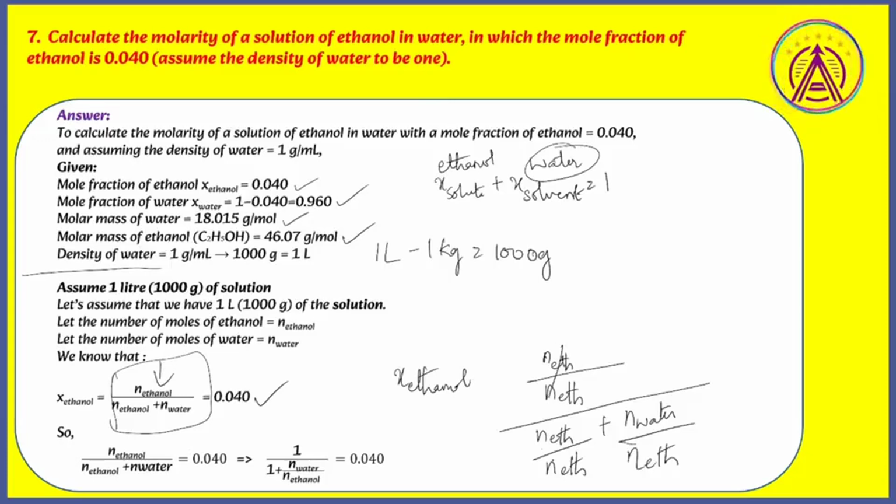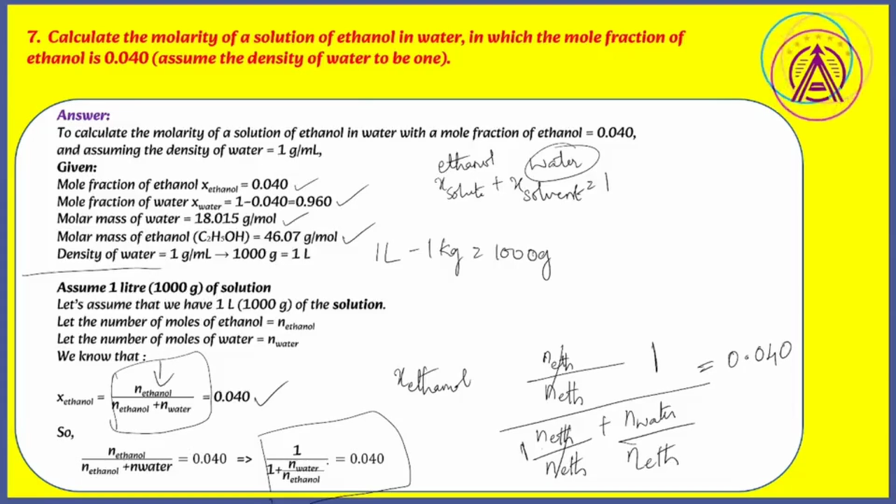So if I cancel these two, I end up getting, so this entire value, what I've done, only the numerator and denominator I've divided by moles of ethanol. So basically it gets cancelled, you're not changing anything. So this entire thing is equal to 0.040. Now I know this will become 1, and here it will be 1. So I end up getting this fraction, which is 1 divided by 1 plus moles of water by moles of ethanol is 0.40. So if I want to solve this, what will I do?